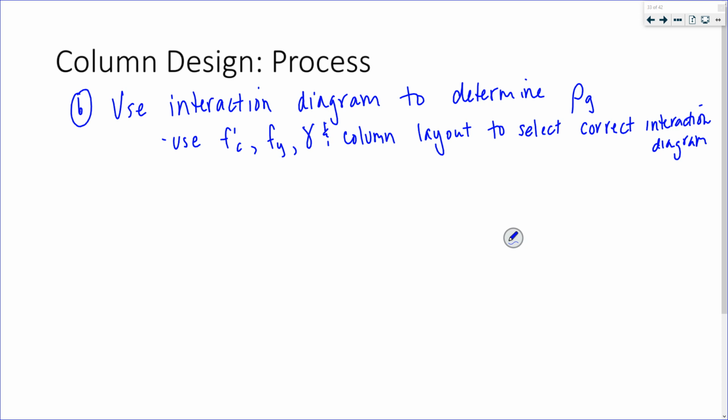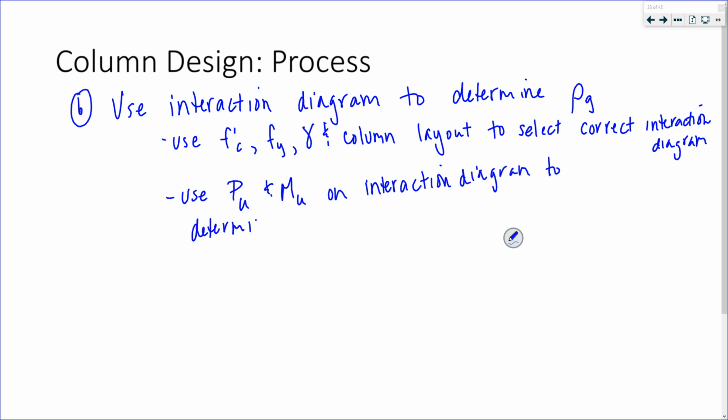And then use our required PU and MU to select on that interaction diagram to determine rho G.